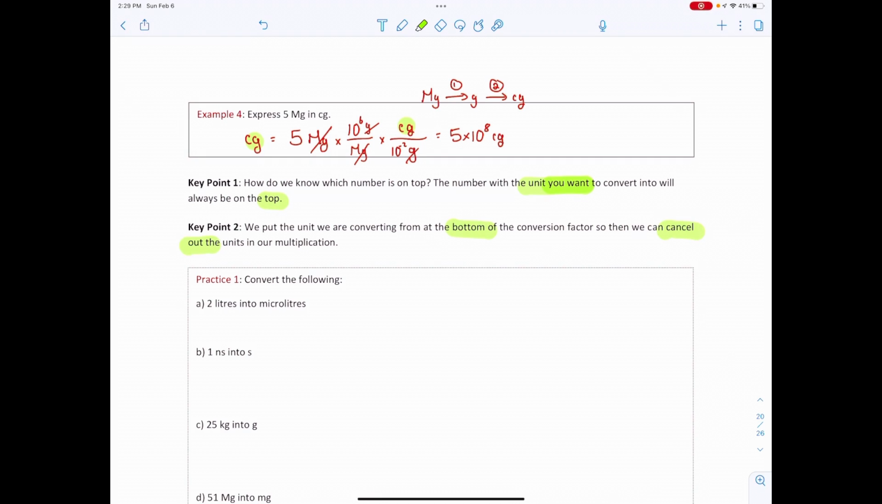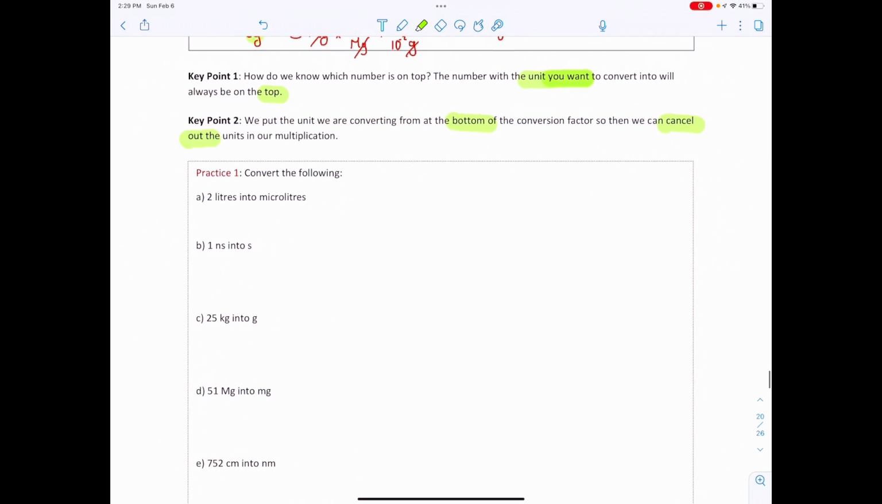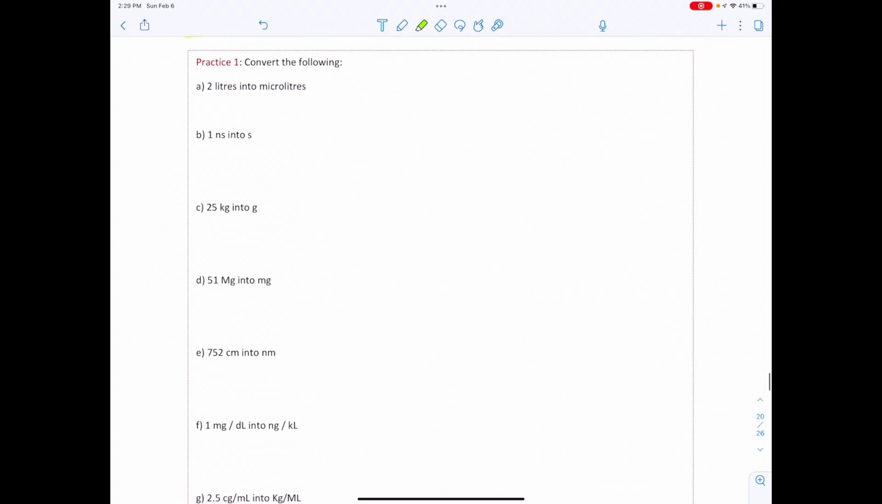Okay, so key point one and key point two is something that we've been doing for the past two examples. And so with these two key points, let's take a look at the following conversion questions. Go ahead and try this, and if you're comfortable, then obviously work at your own pace. Then if you want to double check, you can look back into this video and try to see where you made a mistake or whether what you're doing is correct.